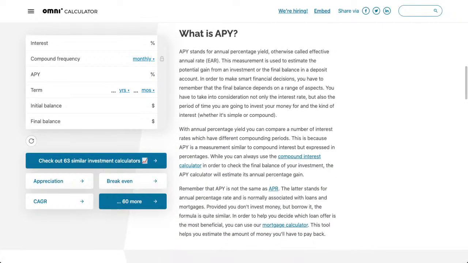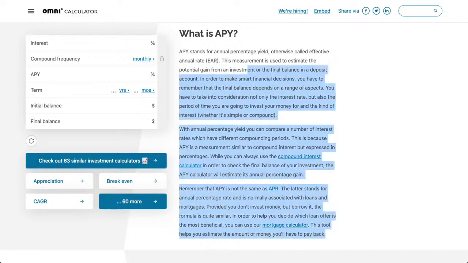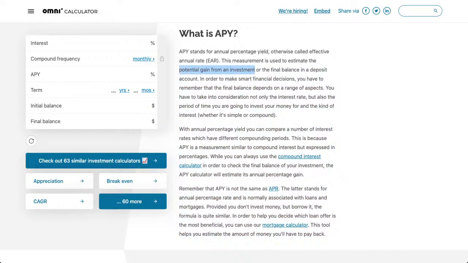So what is APY? APY stands for annual percentage yield, so it's good to remember that. That's how much return you'll get in that year, and it's really around compounding. It's otherwise called the effective annual rate, so you might see EAR as another term. This measurement is used to estimate the potential gain from an investment or the final balance in a deposit account. So that's the key thing you want to know there: the potential gain from an investment.